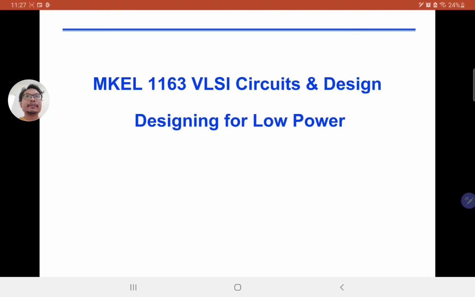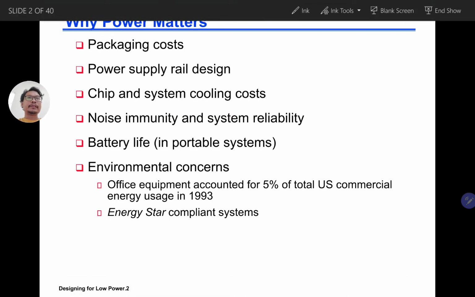Okay, so let's proceed with our lecture here on designing for low power. This should be our last topic in the semester. Okay, so let's get to it. Why does power matter?